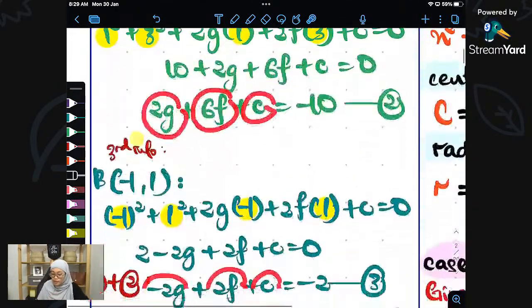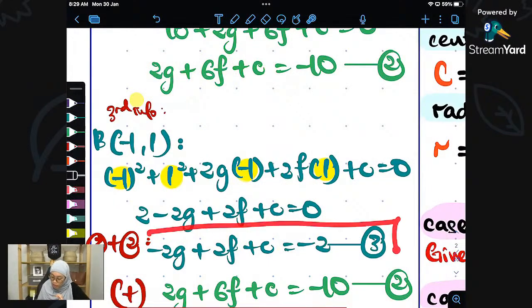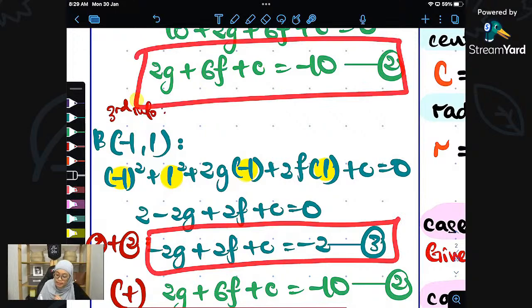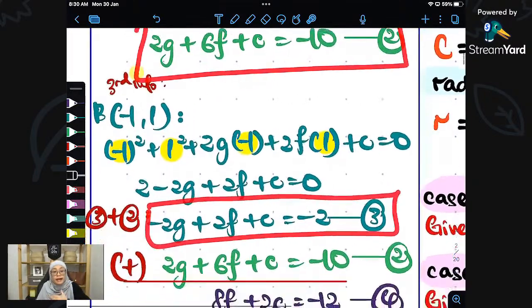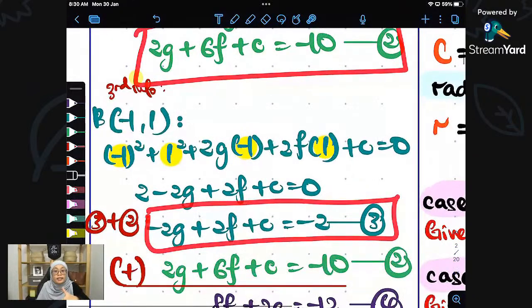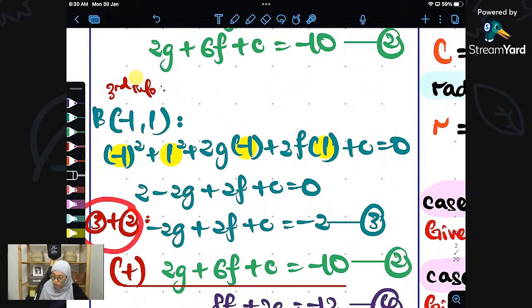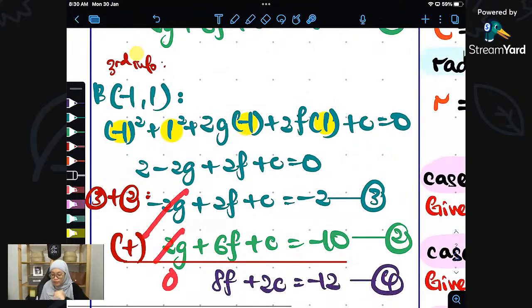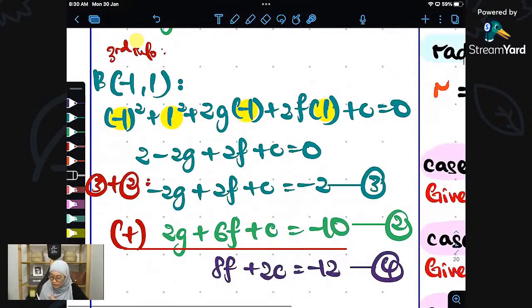So it's okay. Basically we have two equations that have G, F and C. So what I did here is I add these two equations, equation 3 plus equation 2. Why? To eliminate the 2G. Negative 2G plus 2G will give you 0. So I'm doing simultaneous equations right now. I just want to get rid of this G so that I won't see G anymore. I will only see F.